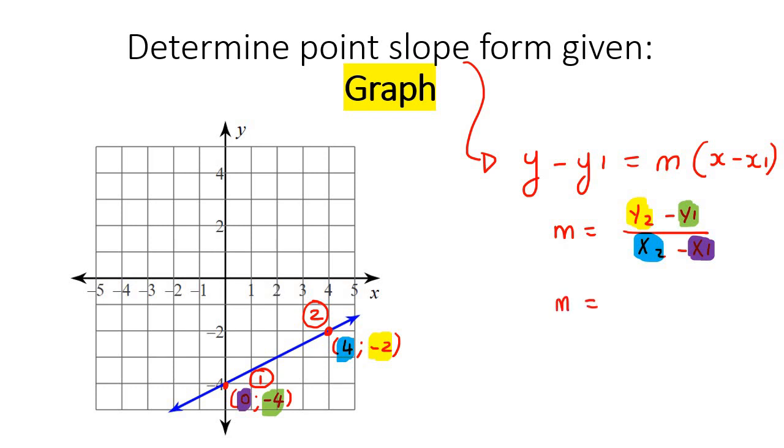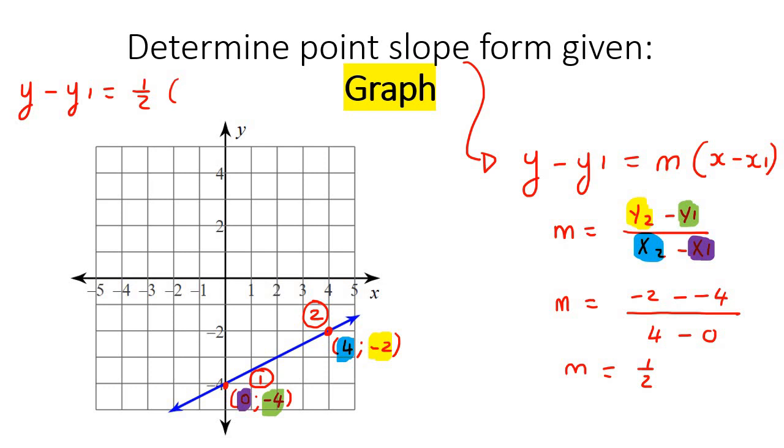And so now we can just go fill that in as -2 take away -4. So there's 2 negatives there, which is absolutely fine. And then 4 take away 0. Go ahead, type that all in on the calculator, and you should get a half. So that is now our slope. So I'm going to write up here, we're going to say y minus y1 equals a half, and then x take away x1.